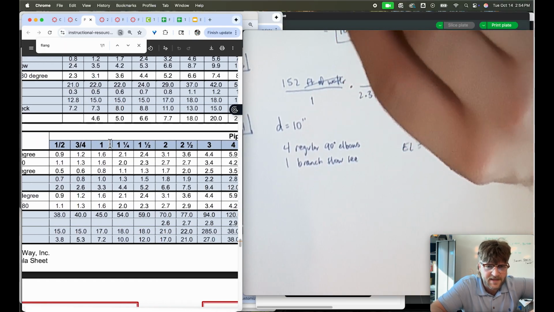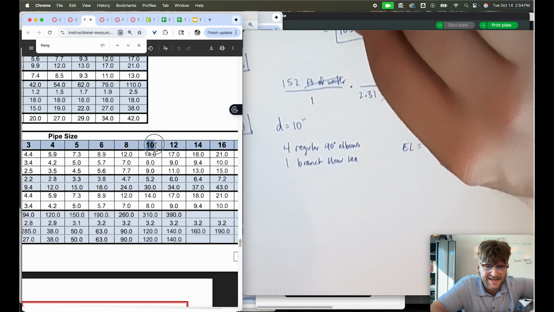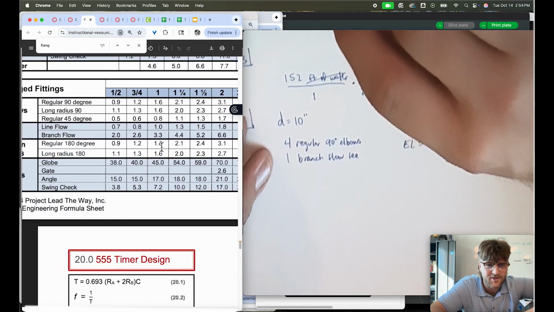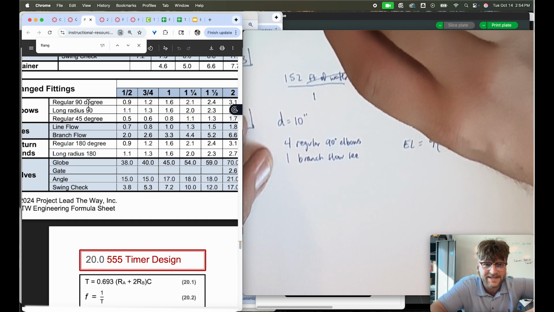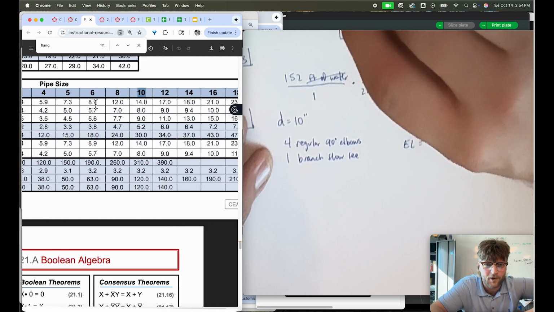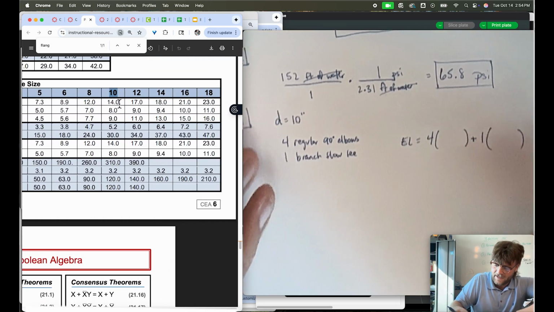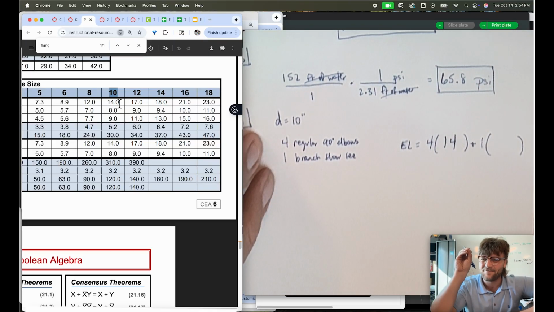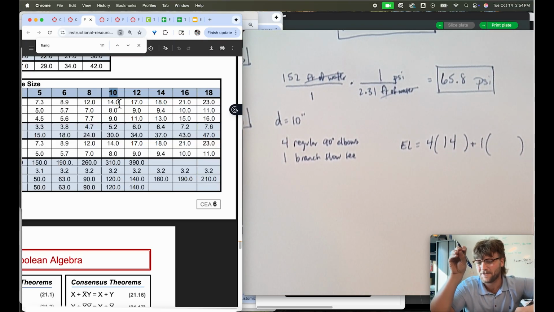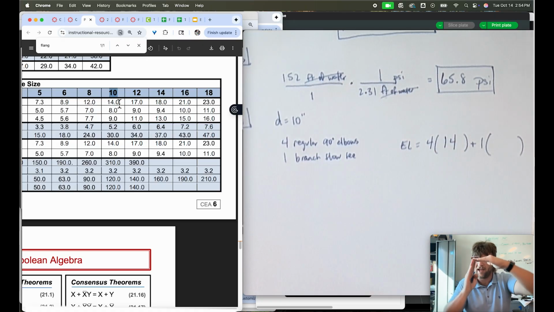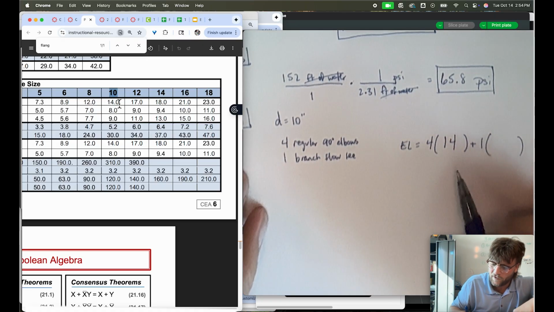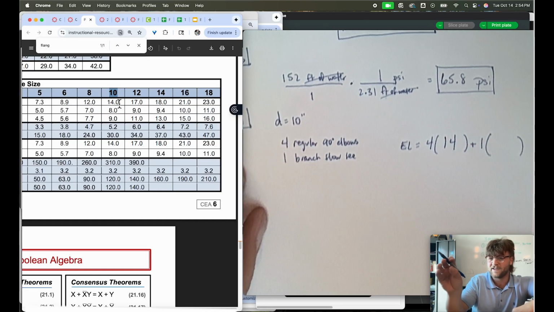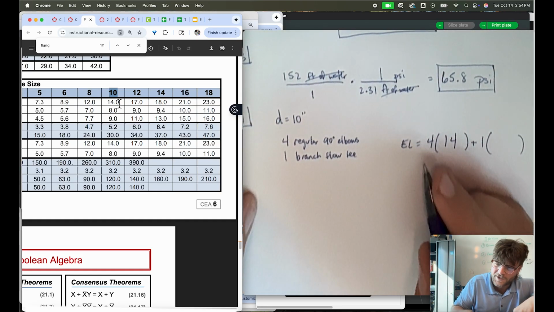So in terms of this diameter of this pipe, we've got 10-inch diameter pipe. Now we have 4 regular 90-degree elbow fittings on there. So if we scroll over here, we're going to have 14. And so we're going to take 4 times that 14, because they're basically saying if you run this water in a 10-inch diameter pipe through a regular 90-degree elbow, it's basically going to be the equivalent amount of energy that's lost of just water traveling through 14 feet of a straight pipe. So we're going to take 4 times 14.